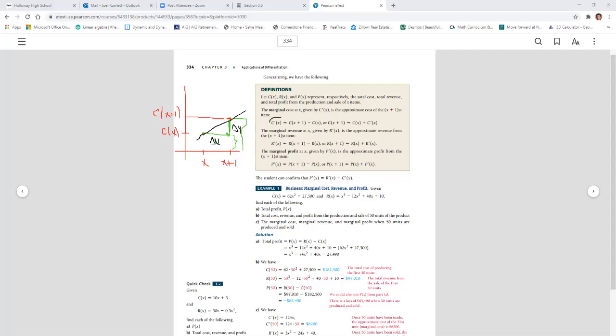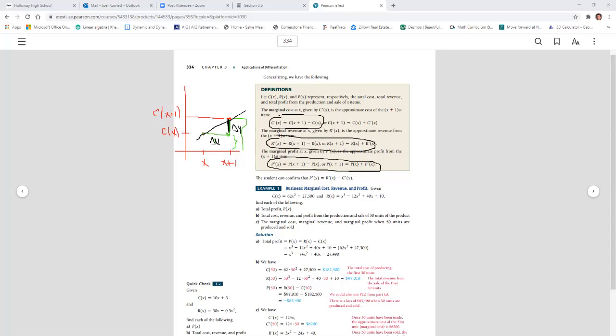The derivative is approximately equal to c of x plus 1 minus c of x. The derivative is approximately equal to this distance here. And we could create the same graph for the marginal revenue and the marginal profit as well. It's the exact same concept.